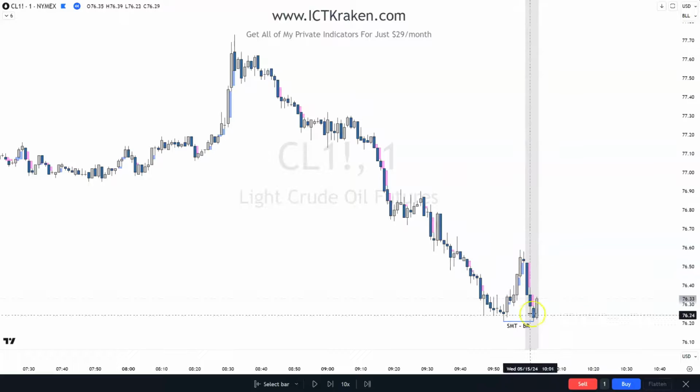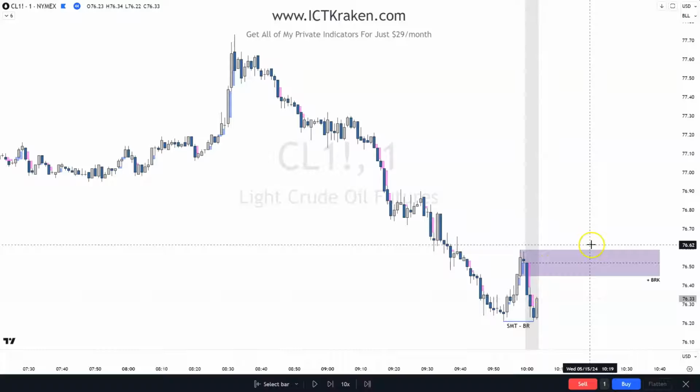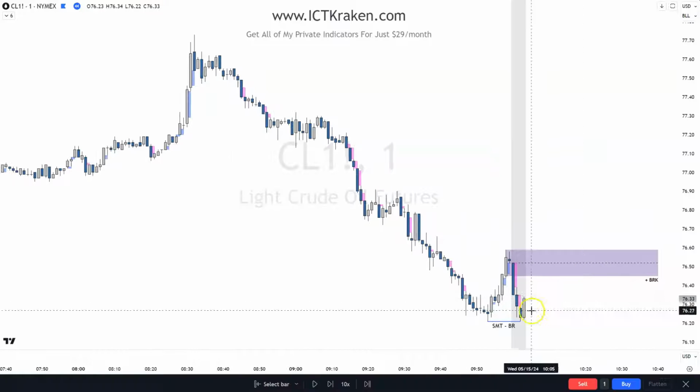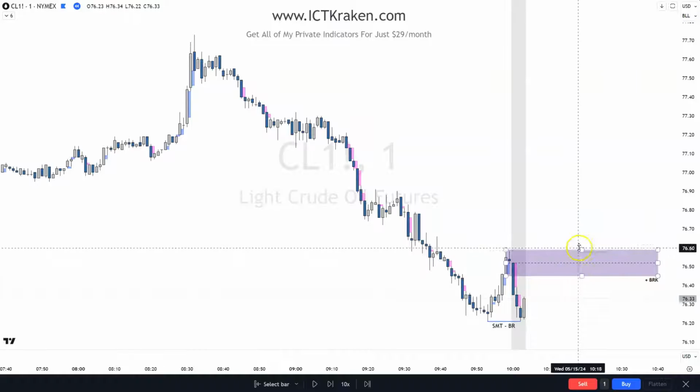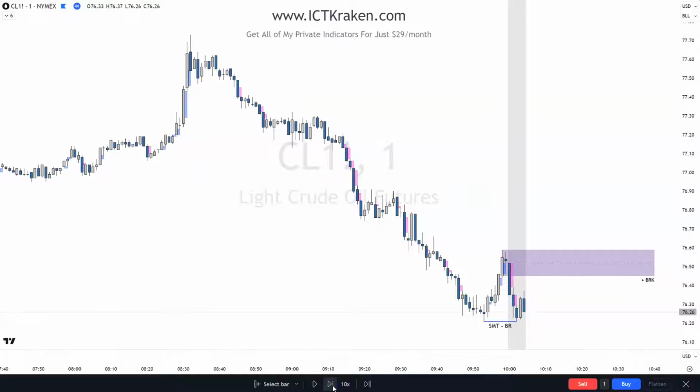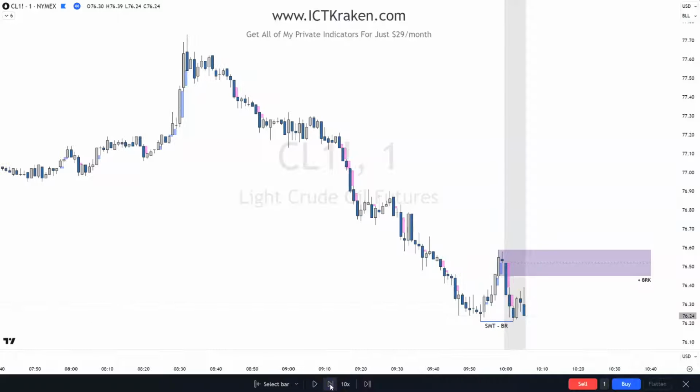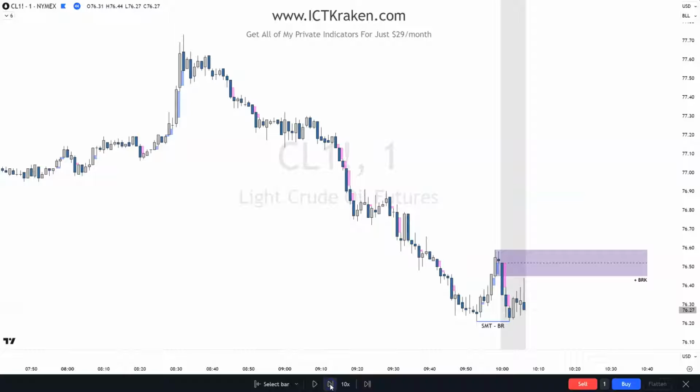Well, what do I need for a reversal? SMT is one. I like to see a breaker block. So for me, I need price to break through that, right? So let's see how it responds to these fair value gaps down here. But for me, I'm waiting for this market structure shift to happen. That's what I need. Right now, this fair value gap right here is supporting price. Now, if that breaks, that becomes an inversion fair value gap.